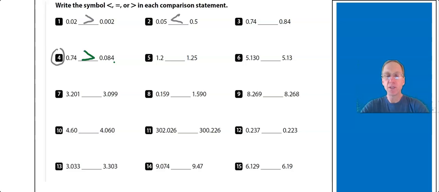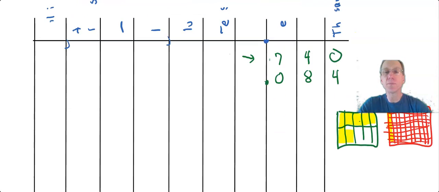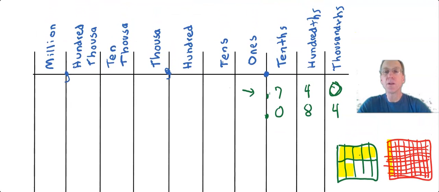I'm trying to see if there's any other kind of tricky ones here. I thought I saw one. Oh, yeah, number 6. Okay, this is kind of an interesting one. So let's take a look at number 6 really fast. This is 5 and 130 thousandths, or 5 and 13 hundredths. Okay. Let's get that one on here.